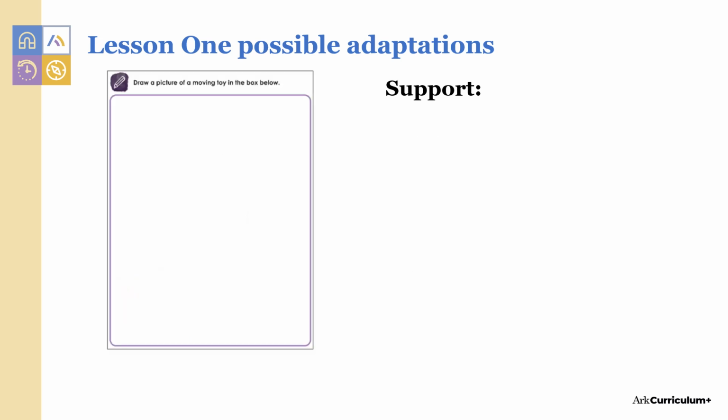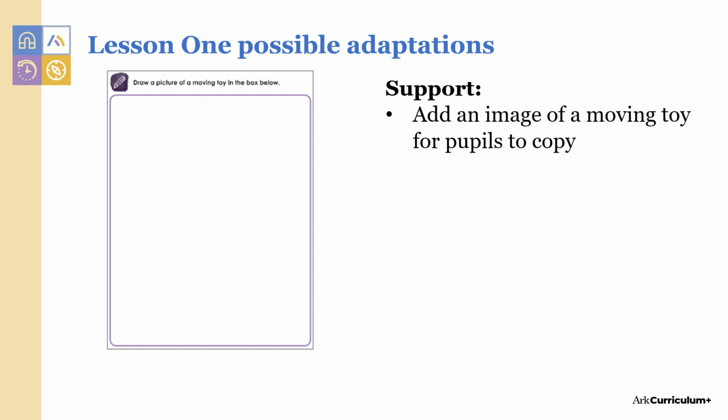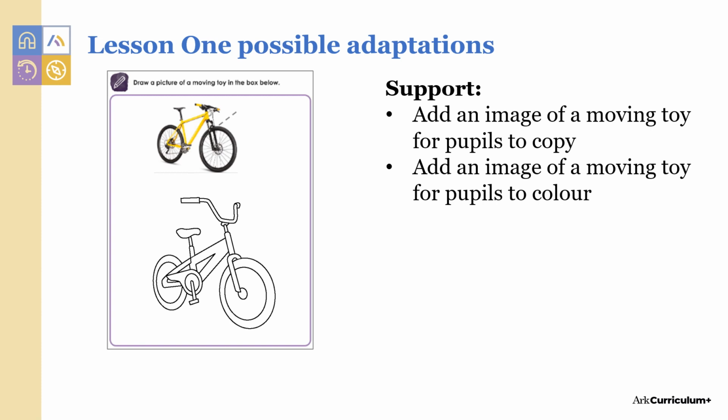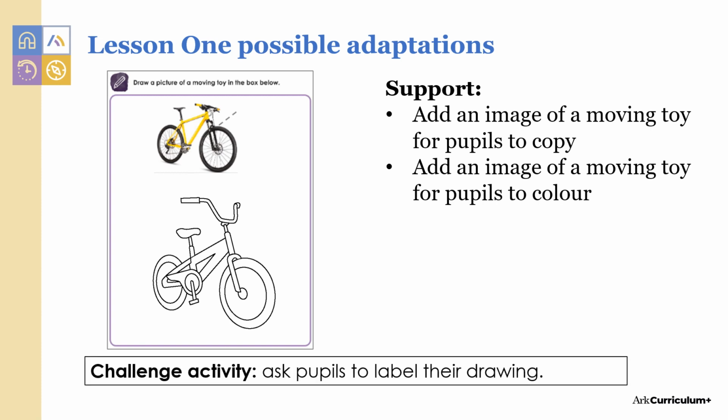In this activity, also in Lesson 1, pupils are asked to draw a picture of a moving toy in the box below. Support pupils by adding an image of a moving toy for pupils to copy, or add an image of a moving toy for pupils to colour. Challenge activity: ask pupils to label their drawing.